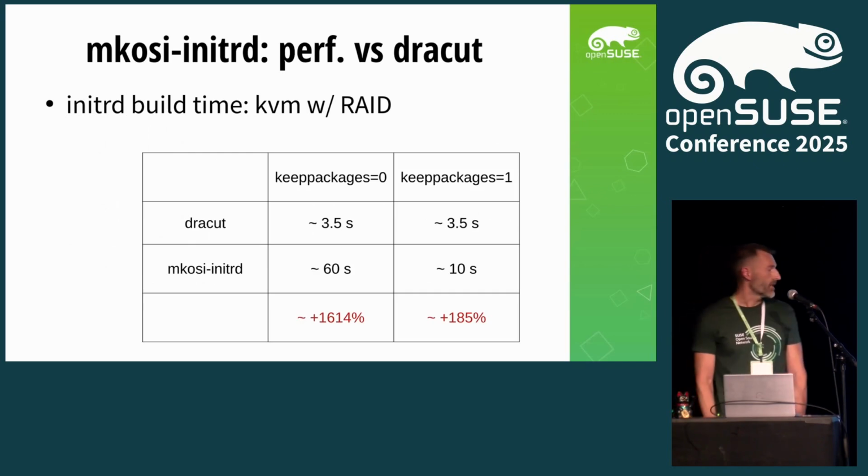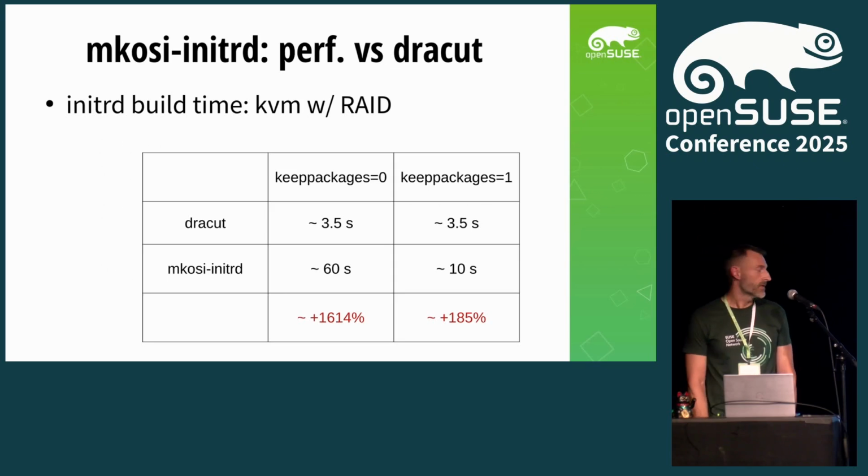The build time. I only chose one of the virtual machines because the percentage of time spent in every section is similar. Dracut takes roughly 3.5 seconds, while mkosi-initrd, if it has to download the packages, and I'm showing numbers under my specific internet connection at home, takes more or less 1 minute, and if the packages are cached, approximately 10 seconds.